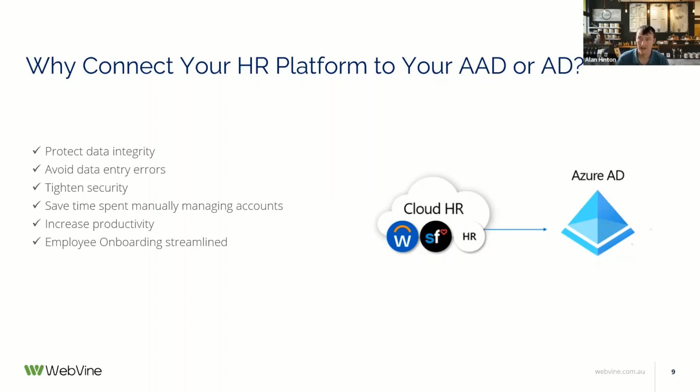Tighter security. If someone moves from marketing to sales, then they should lose access to all their marketing systems and get access to all the sales systems, and that can happen automatically. So: tighter security, saving time, productivity. Onboarding is such a big thing, creating those accounts in all those systems and getting it all lined up. Imagine if on the first day you started, the system knew when you were starting and provisioned everything automatically for you.